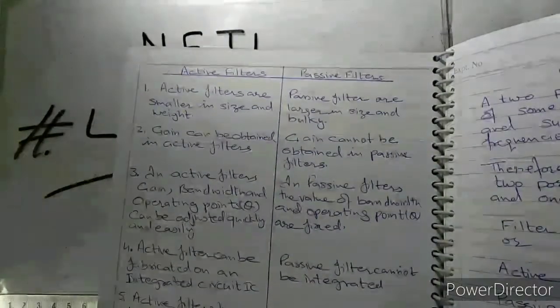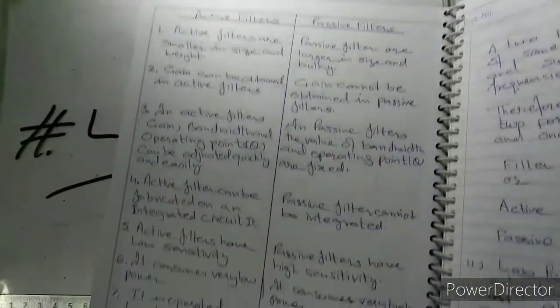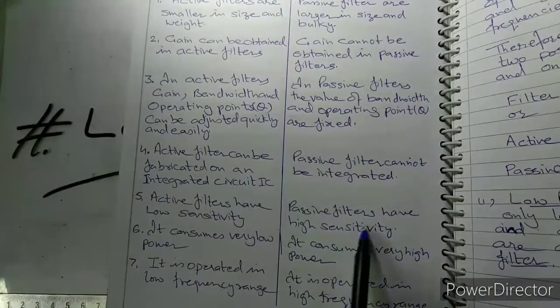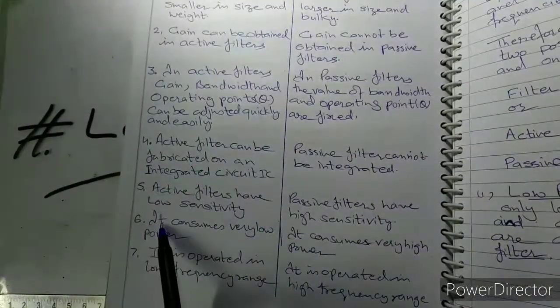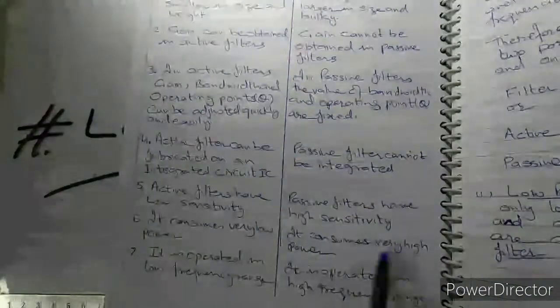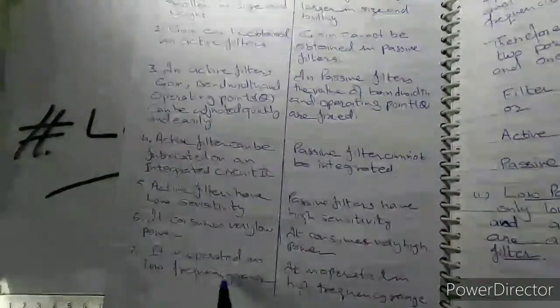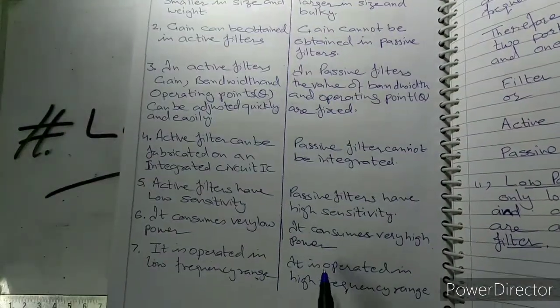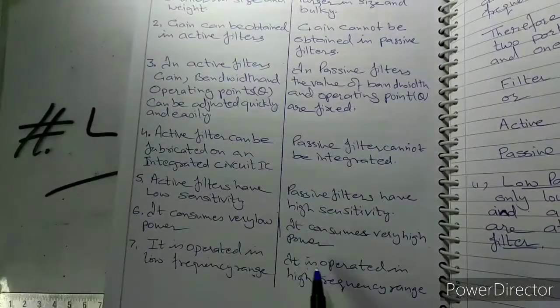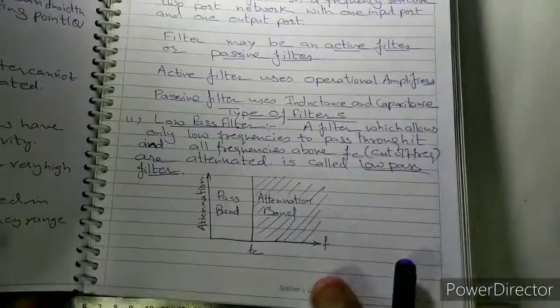Active filters have low sensitivity. Passive filters have high sensitivity. Active filter consumes very low power, whereas passive filter consumes high power. Active filter is operated in low frequency range, whereas passive filter can be operated in high frequency range. Now we see the types of filters.